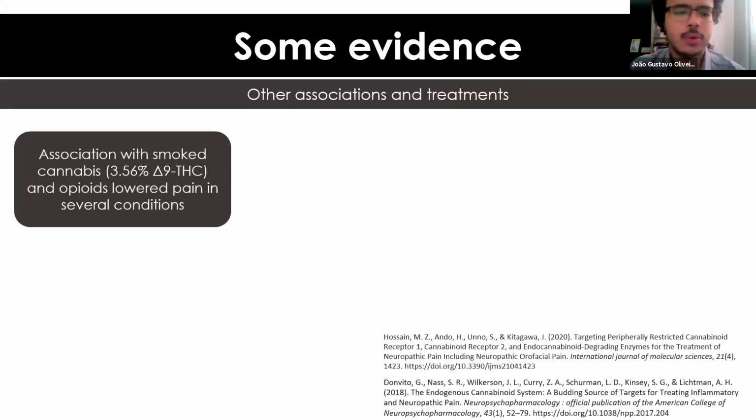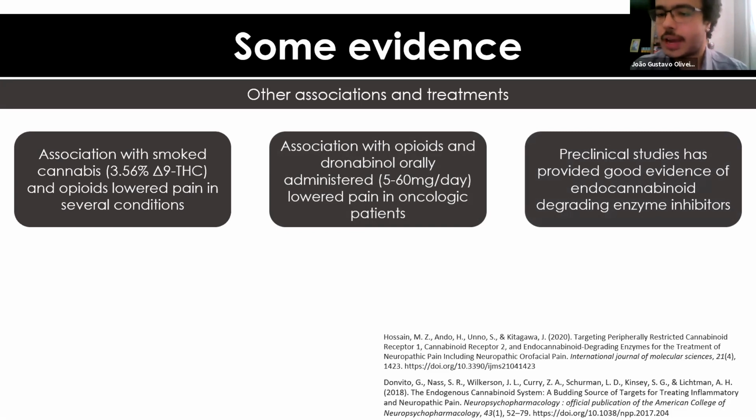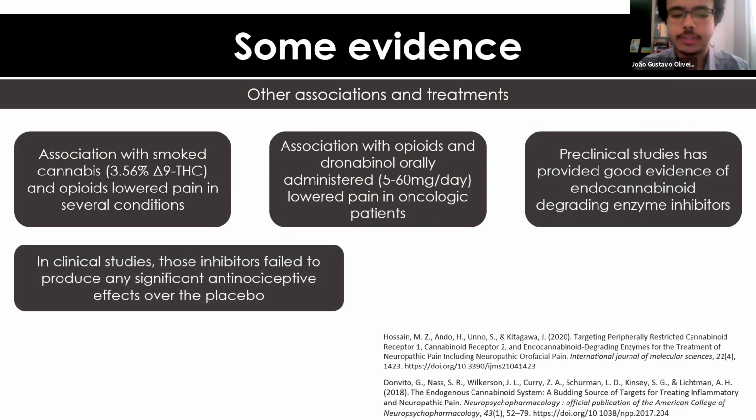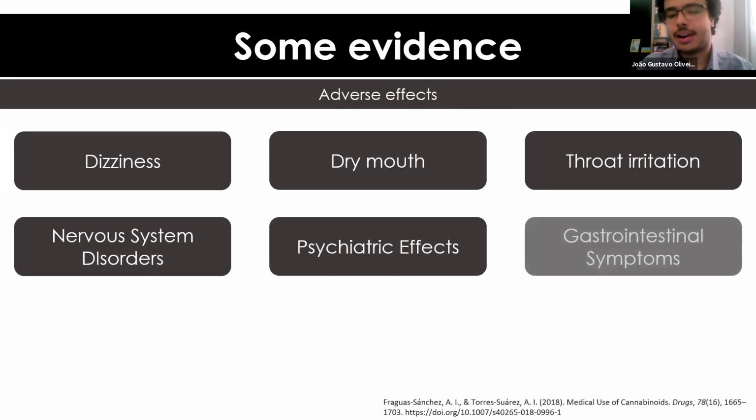We have other associations and treatments, so cannabis can be associated with opioids and lower pain in several conditions. Dronabinol, a synthetic delta-9 THC, given orally, can be associated with opioids and lowers pain in oncologic patients. Preclinical studies have provided good evidence for endocannabinoid degrading enzyme inhibitors, but in clinical studies, those inhibitors failed to produce any significant anti-nociceptive effects over the placebo. And in a trial for a fatty acid amide hydrolase inhibitor, the Bayer 10-24-74, there were catastrophic results with severe events and the death of one volunteer. The adverse effects are many. The primary severe ones are those three.